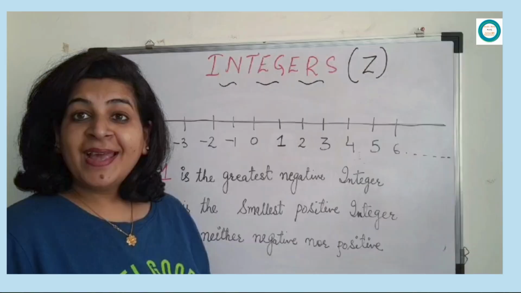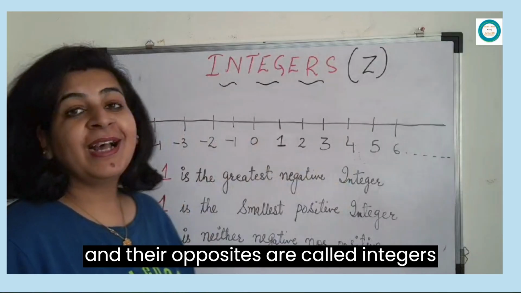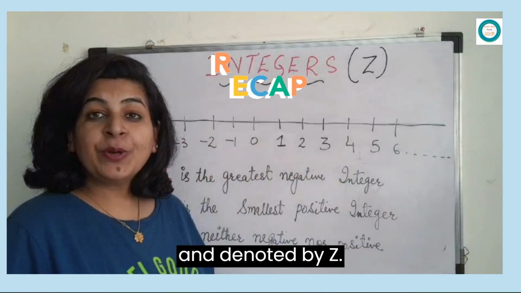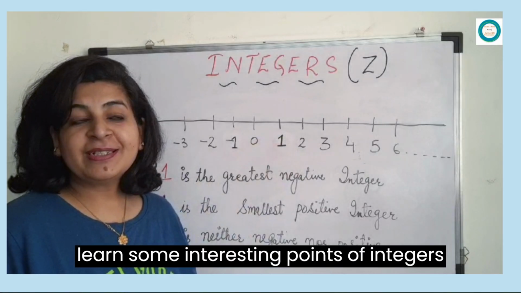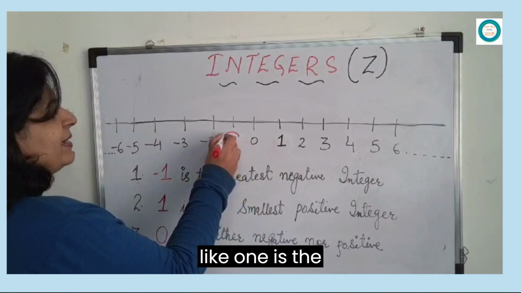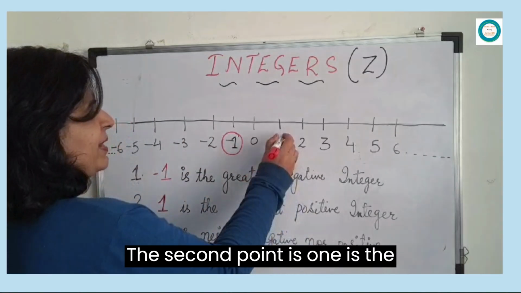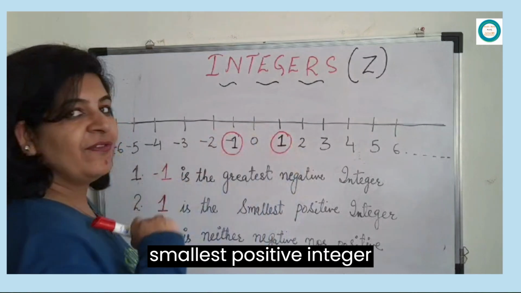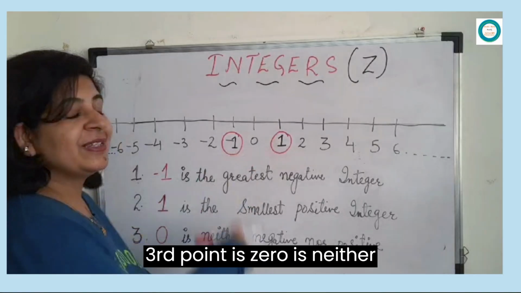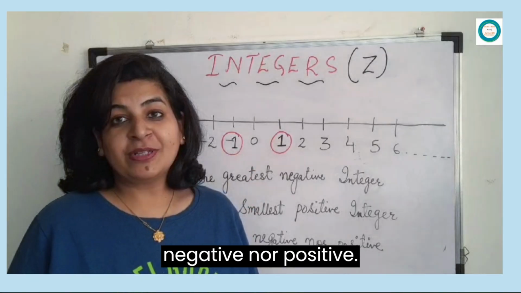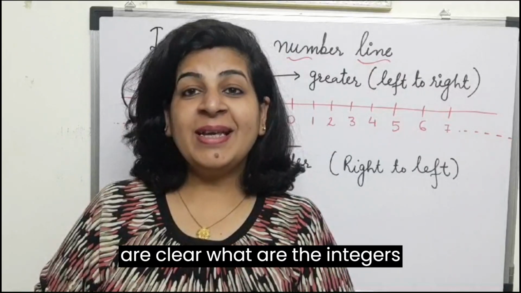As a recap, the set of whole numbers and their opposites are called integers and denoted by Z. Let's learn some interesting points of integers. Minus 1 is the greatest negative integer. Second point is plus 1 is the smallest positive integer. And third point is 0 is neither negative nor positive. I hope now you are clear what integers exactly are.